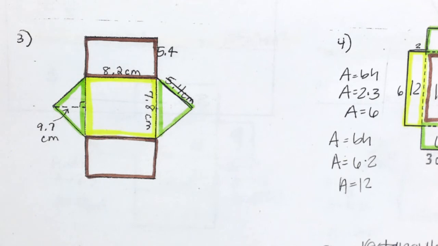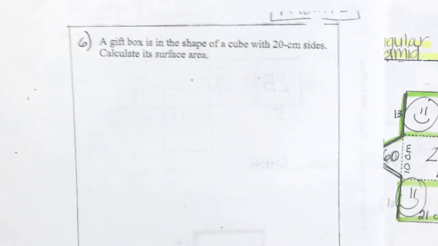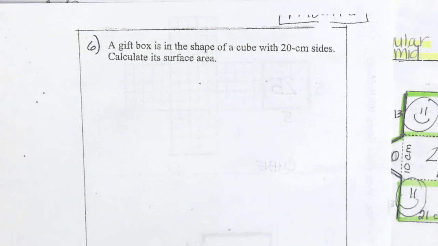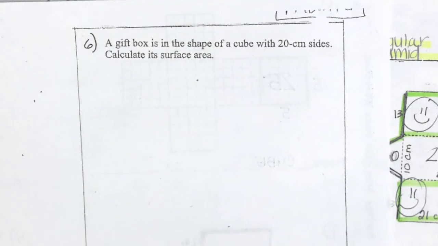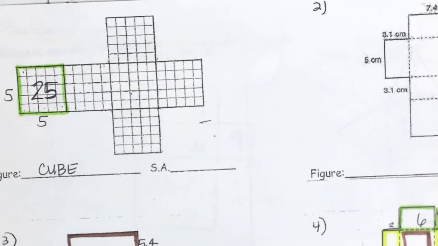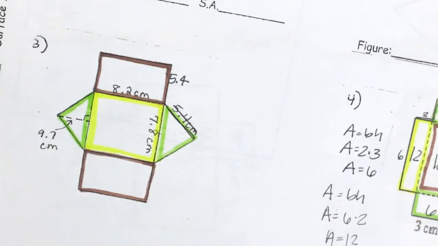Alright, so my goal is for you to do as many of these as possible, and let's check them. There's 2 on the back. Look at number 6. You do not have to draw this shape, but number 6 will be identical to how you solve number 1, because they're both cubes. Okay? Alright, I'm going to stop this.